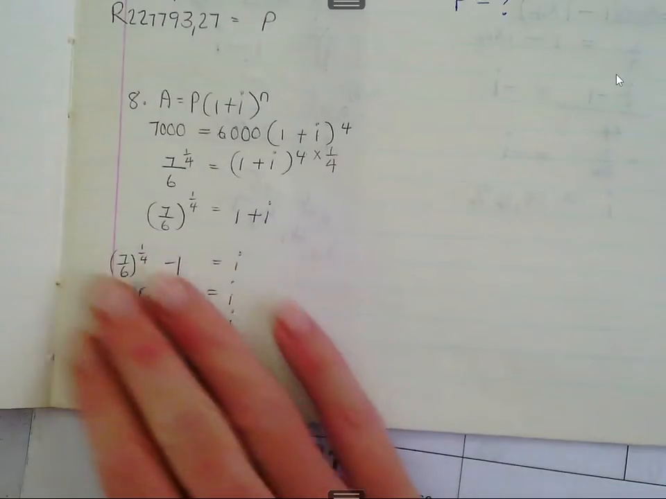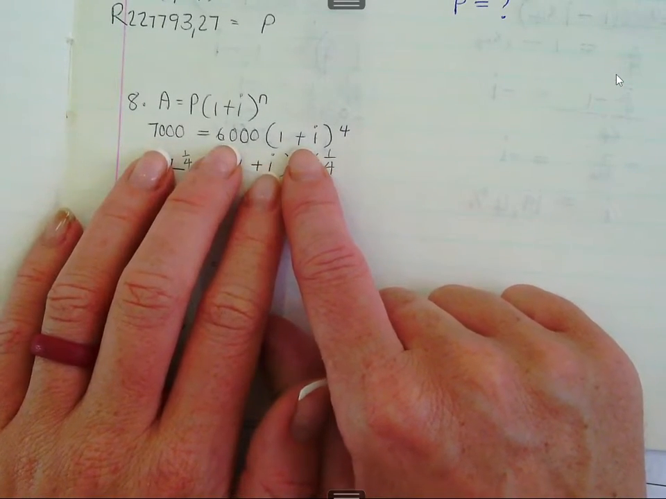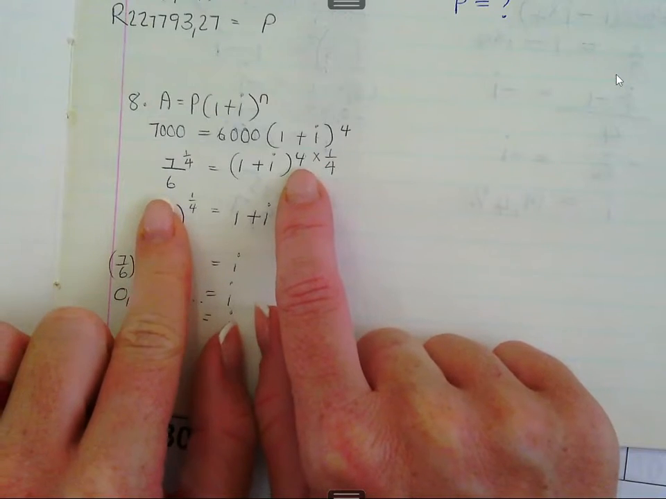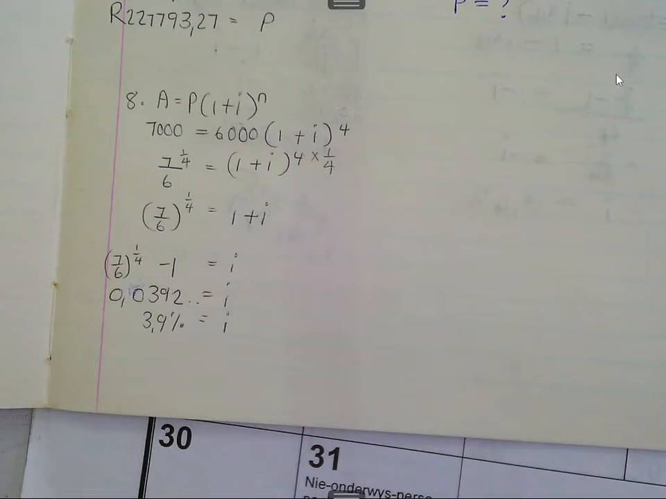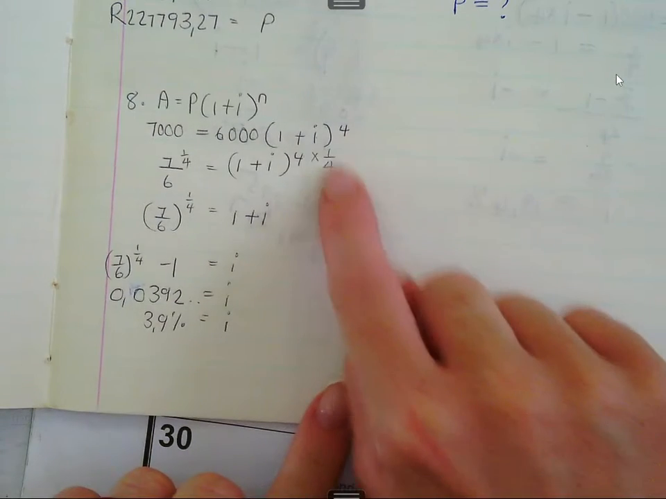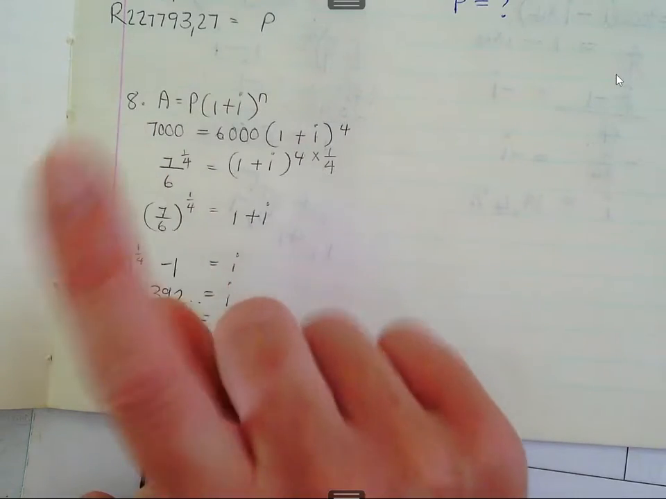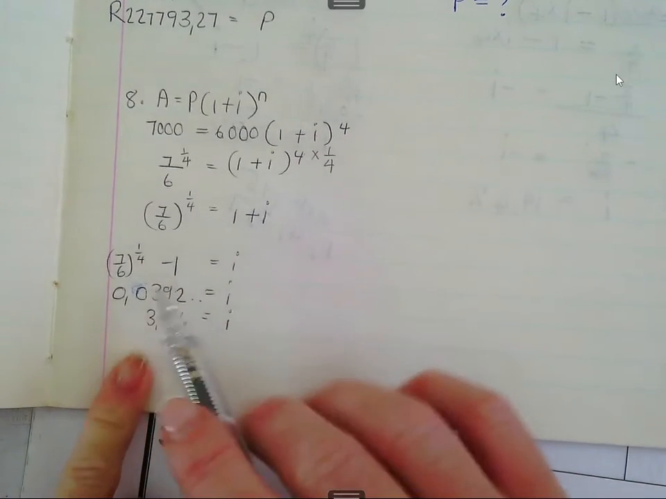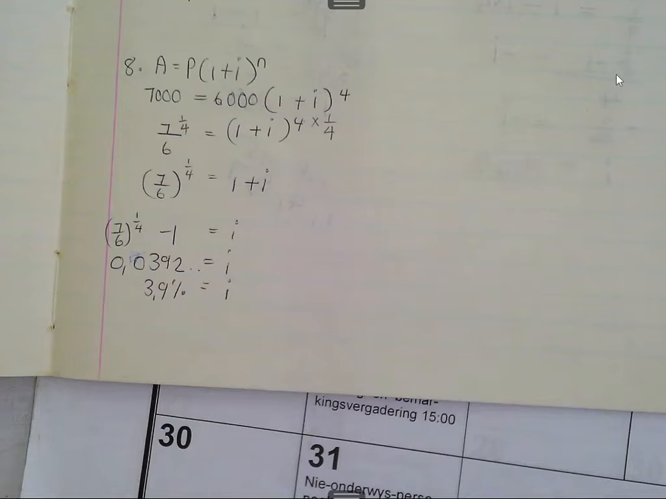Okay, number 8, the last one, you also had to calculate the interest rate there. So I substitute everything except for i. Get the 6,000 to the other side, so I divide by 6,000. Now, this is to the power of 4. The way to get rid of that power of 4, I want it to become the power of 1. So I multiply with a quarter in the exponent, and that's how I get rid of it. So on both sides, the exponent becomes a quarter. Do you understand that? I think that was maybe what you were struggling with. And then you just take the 1 over minus 1. You get 0.0392, and the answer is 3.9%.